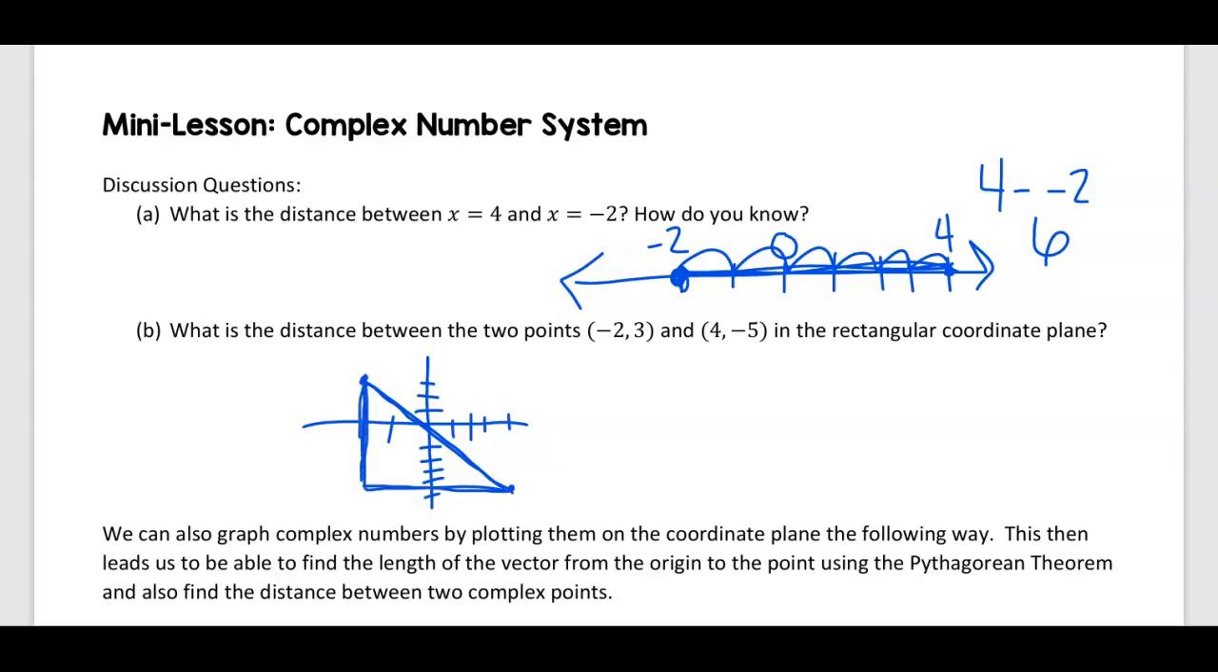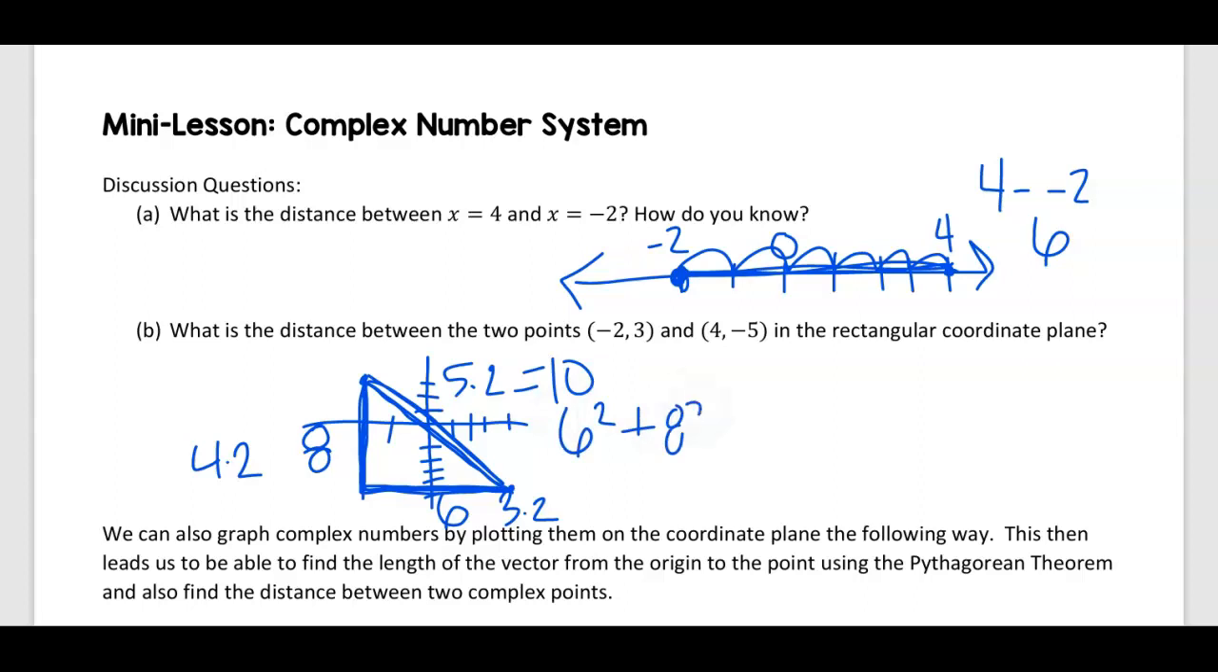the change in the height of this triangle is 8. The change in the width of this triangle is 6. If you know your Pythagorean triples, 6 is 3 times 2, 8 is 4 times 2, so the hypotenuse must be 5 times 2, so the hypotenuse must be 10. If you needed to do 6 squared plus 8 squared equals c squared, we get 36 plus 64, we get 100 equals c squared, and so you end up getting 10.